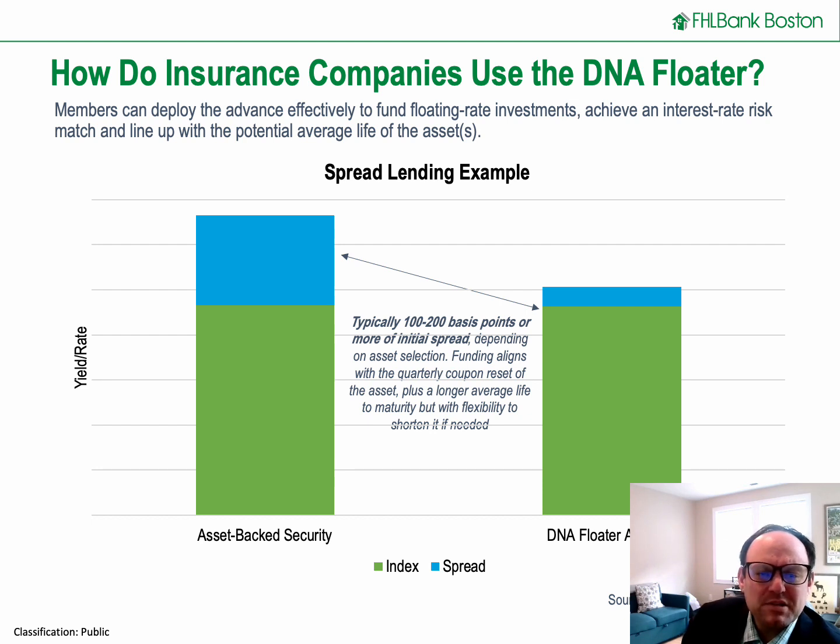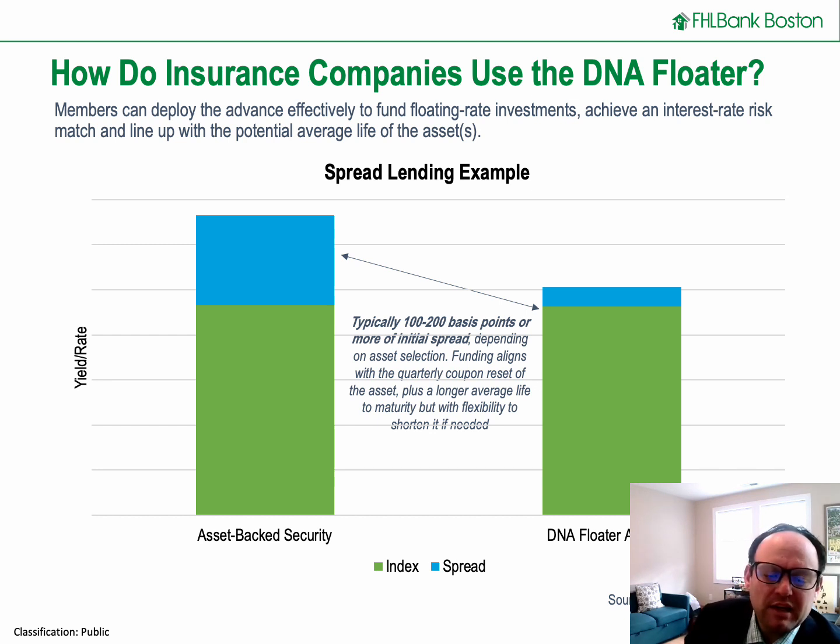Now, shifting from depository members to insurance company members, the typical use cases for DNA floater advances vary slightly, to be expected given the different business models of insurance companies versus depositories. But the key application that many insurance company members use the DNA floater for is in spread lending programs, where they will use the DNA floater to fund purchases of floating rate assets.